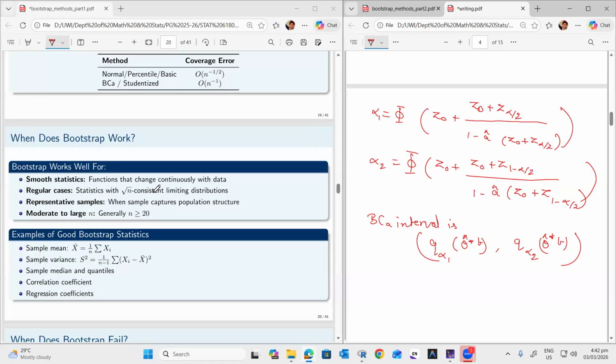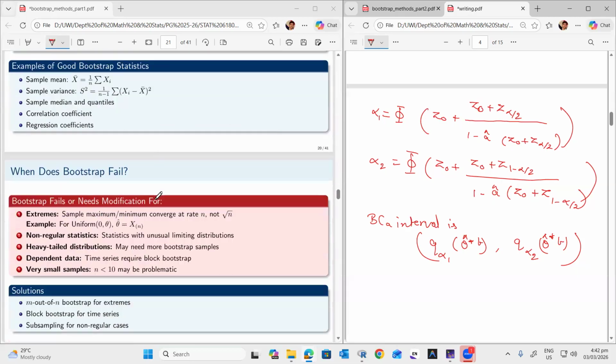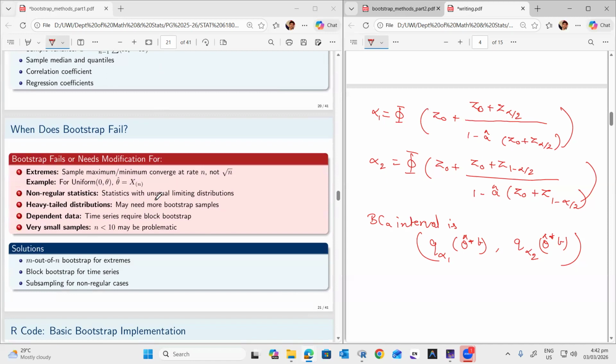All right. Examples of good bootstrap statistics are the sample mean, sample variance, sample median, quantiles, correlation coefficient and regression coefficients. All right. So now when will bootstrap fail, or need modification? In the extreme case, when the sample minimum and maximum converge at the rate n, not square root of n. So at that time you cannot use the bootstrap methods.